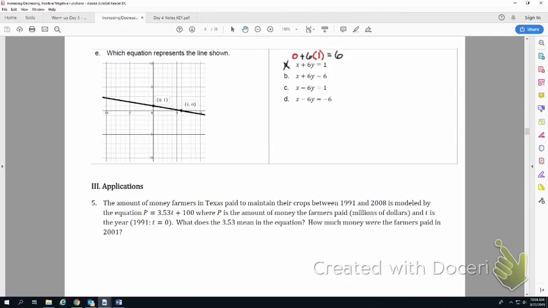So that works. The only problem with this is if I come down here, zero minus 6 is -6. So that makes D true as well. If you have two answer choices that work with the same point, then you go and check the other point. Does that make sense?